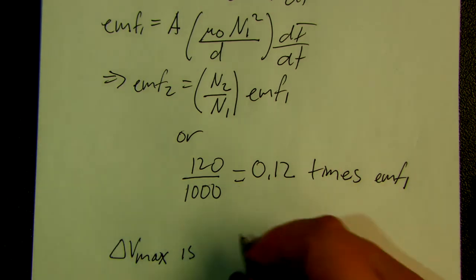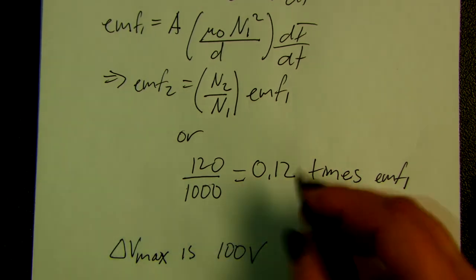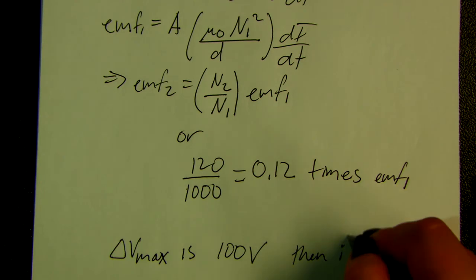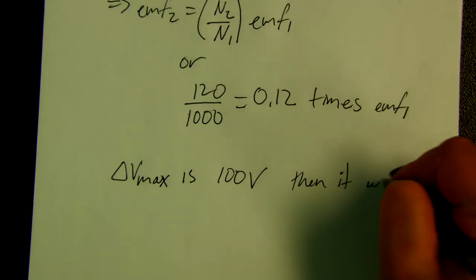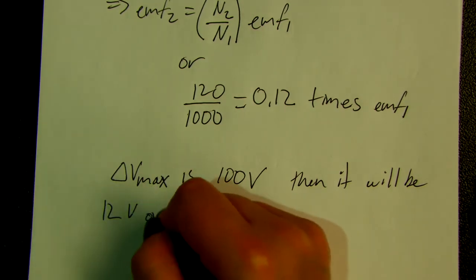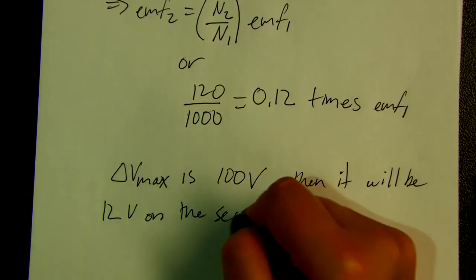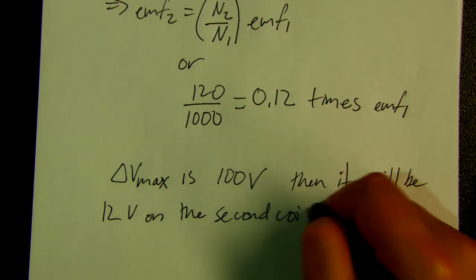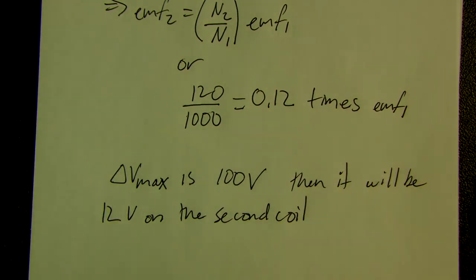And if delta V max is 100 volts, then it will be 12 volts on the second coil. And that is how they step down voltage going into your house.